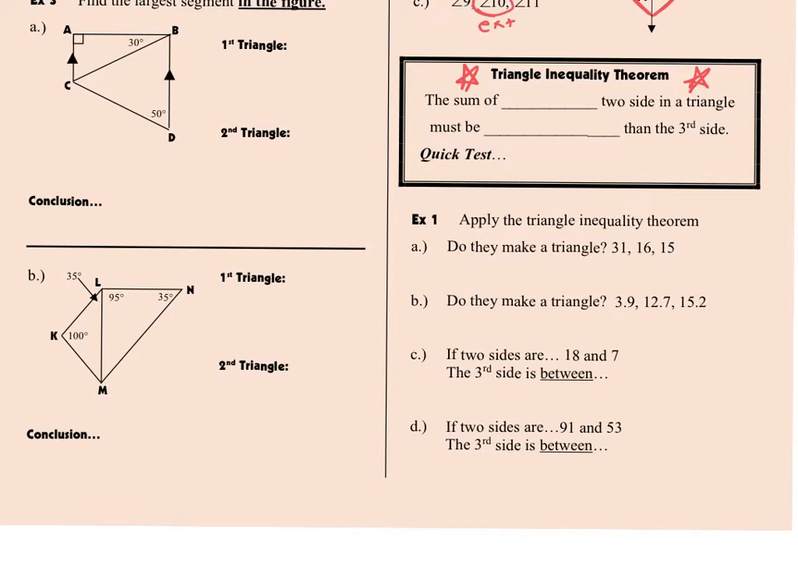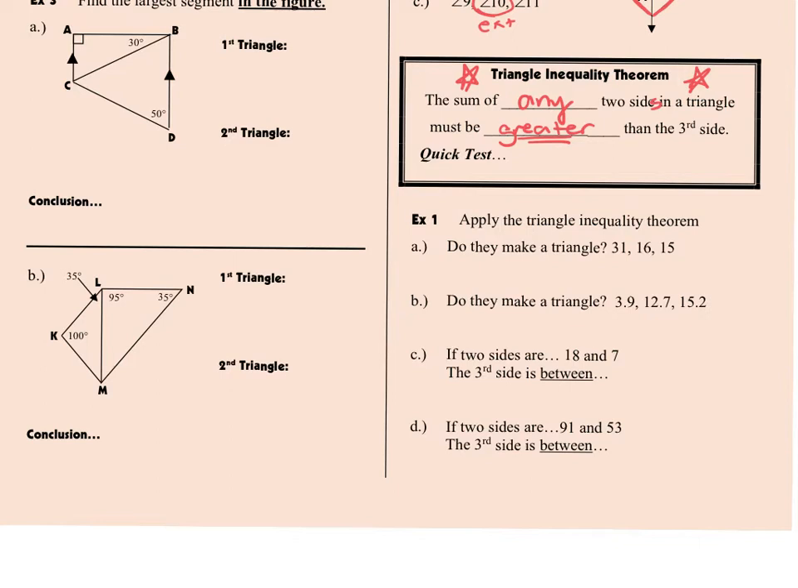Now, the way the triangle inequality theorem works is it says that the sum of any two sides, that should be a plural there, I keep forgetting to fix that in my file, that the sum of any two sides in a triangle must be greater. Now, it is important that we emphasize the word greater and not just equal to. It must be greater than the measure of the third side.